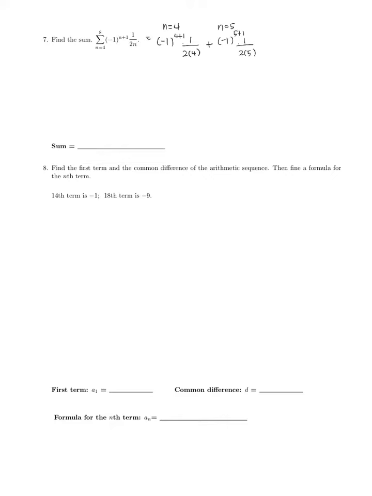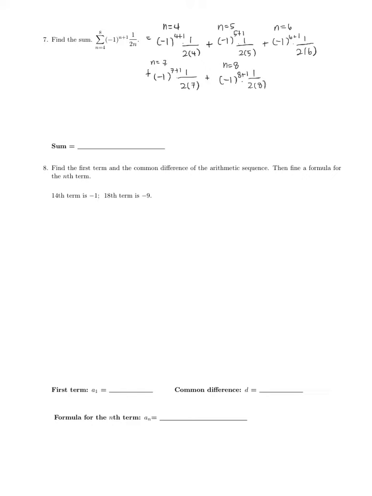times 5. And then plus n equals 6, you're going to have negative 1 to the 6 plus 1 times 1 over 2 times 6. And then plus, in this case, n equals 7, negative 1 to the 7 plus 1 times 1 over 2 times 7. And then plus, when n equals 8, that's where you stop, then here you're going to have negative 1 to the 8 plus 1 times 1 over 2 times 8.